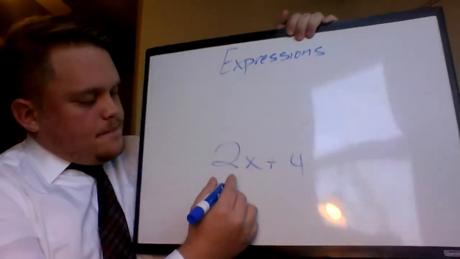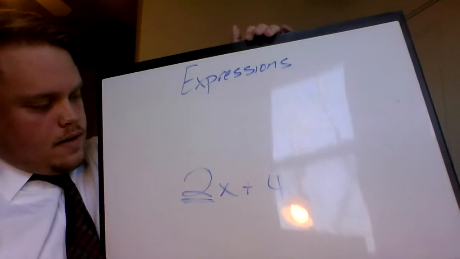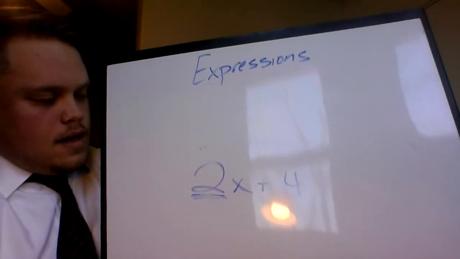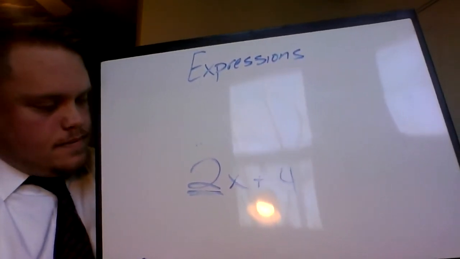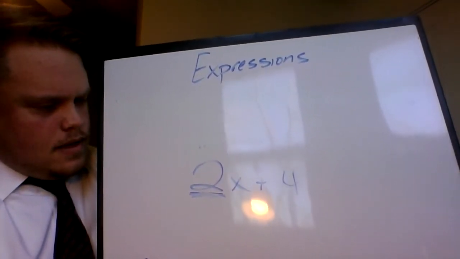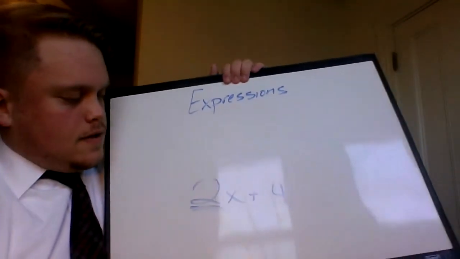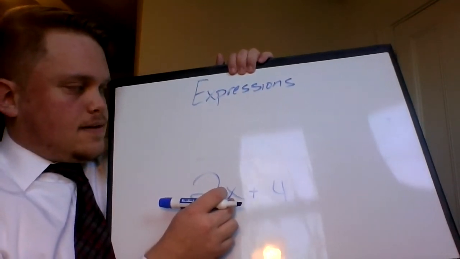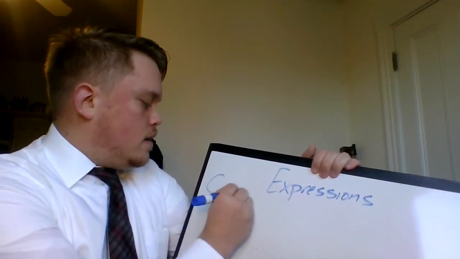And now we've got this number here, this 2. It's directly attached to the x. It's right next to it. That means they work together. They go together. This 2 has an effect on the x. So we call it a coefficient.